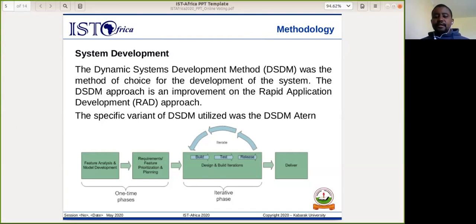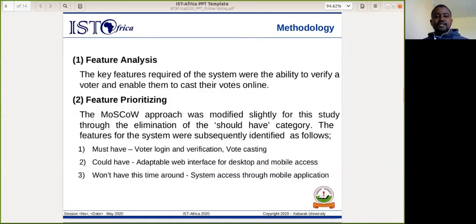So how we executed this in my study is, step one was feature analysis, where we were able to identify what exactly the voters want out of their online voting system. And so we established that they want to be able to verify that the right person is voting, and also to cast their votes online.